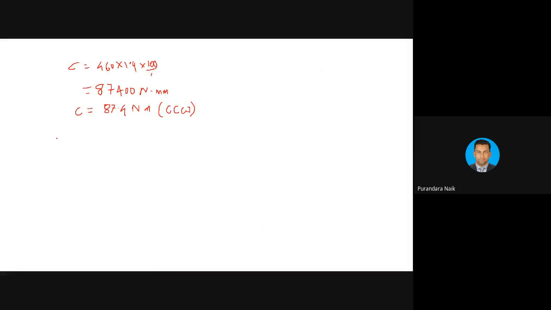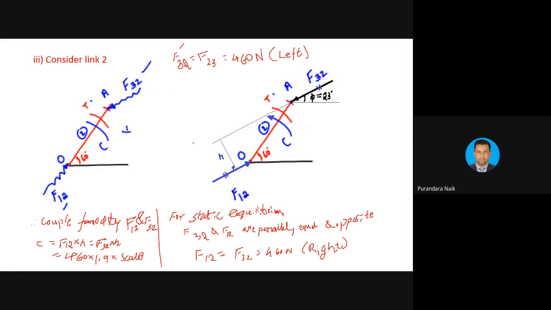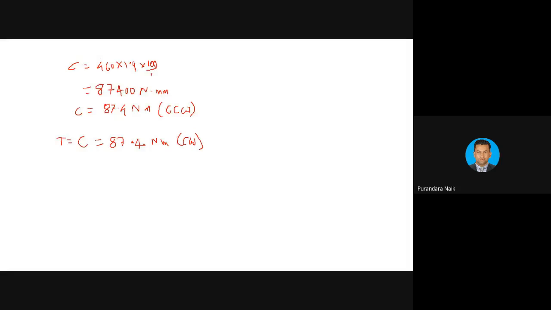Therefore, T is equal to C, it is equal to 87.4 Newton meter. But what is the direction? This should be clockwise, not counterclockwise, opposite to C, clockwise. So that is the question he has asked to find out. T is equal to 87.4 Newton meter clockwise. Direction is also very, very important. You need to mention whether it is clockwise or counterclockwise.